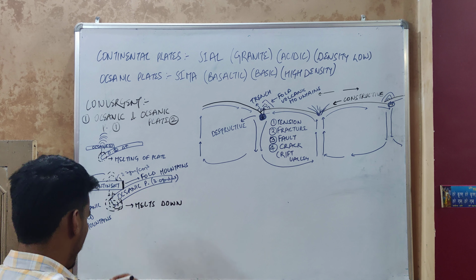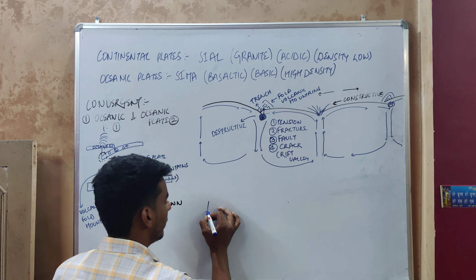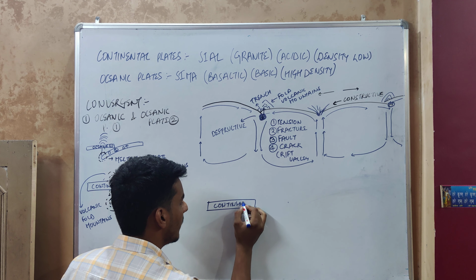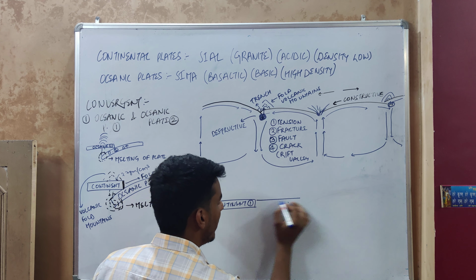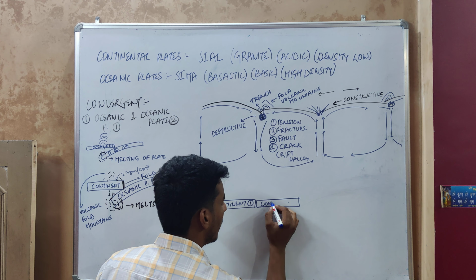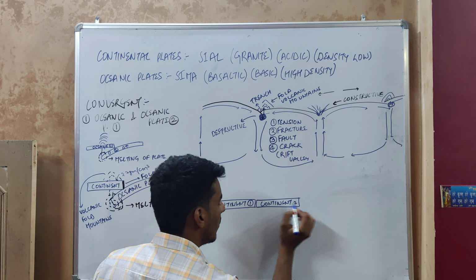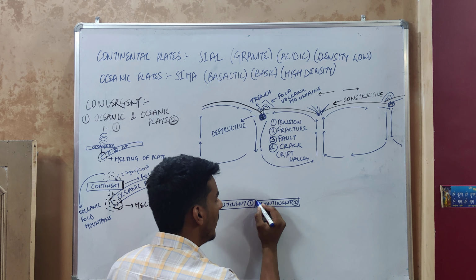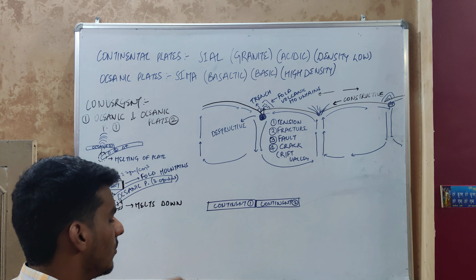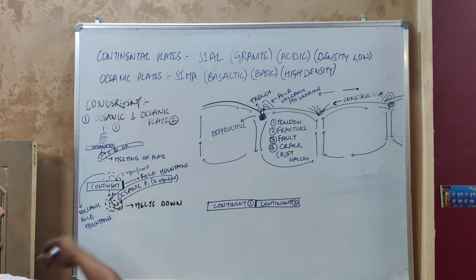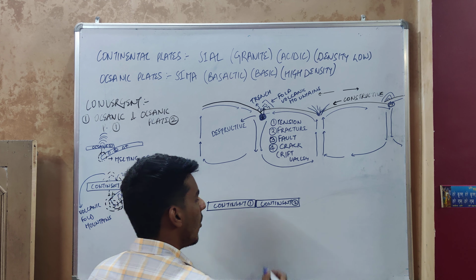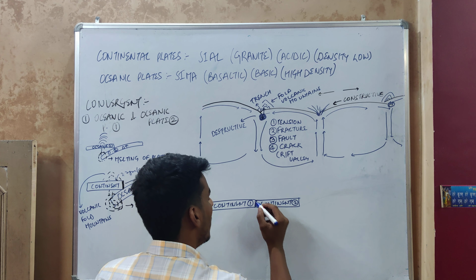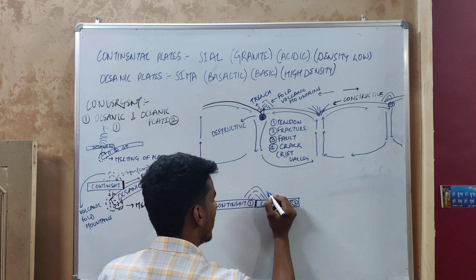The last is continental-continental convergence. So this is continent 1 and this is continent 2. Now every continent has the same density, 2.7 grams. Now there will be no one plate going down. There will be no such thing. Both of these continental bodies or continental margins will collide together, and there will be a formation of fold mountains, and that's all.